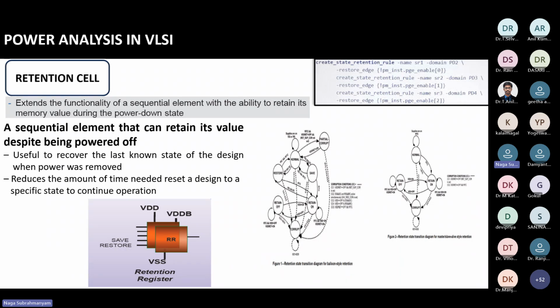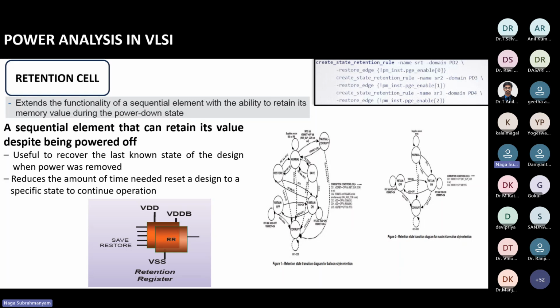By isolation cell, we isolated one block, means we are cutting down the power. But that block needs to be active after some time, so it has to retain its last functional value. That is possible by retention cells. There are two styles. One is master slave alive style, another one is balloon style.